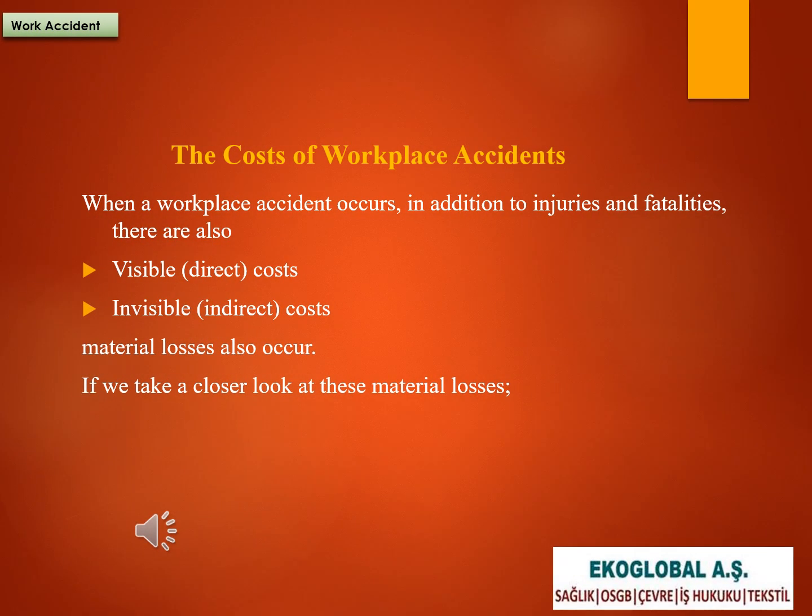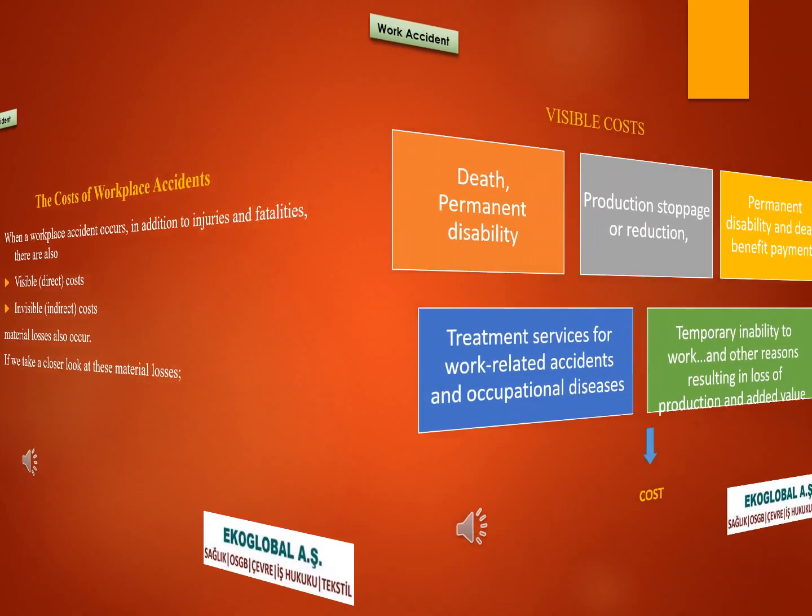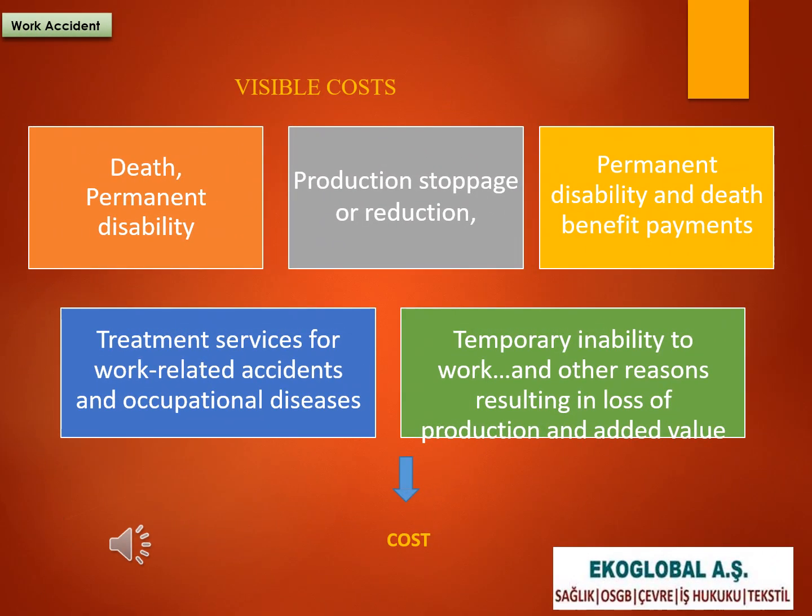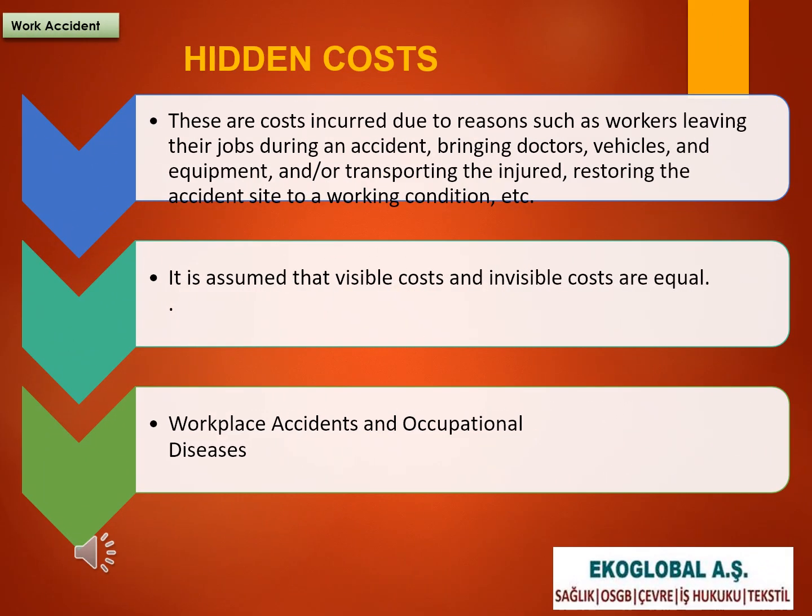When a workplace accident occurs, besides injuries and fatalities, there are material losses, visible direct costs, and invisible indirect costs. Visible costs can be listed as death, permanent disability, production stoppage or reduction, permanent disability and death benefit payments, treatment services, temporary inability to work, and other reasons resulting in loss of production and added value. Hidden costs are incurred due to workers leaving their jobs during an accident, bringing doctors, vehicles, equipment, transporting the injured, restoring the workplace to a working condition, etc.